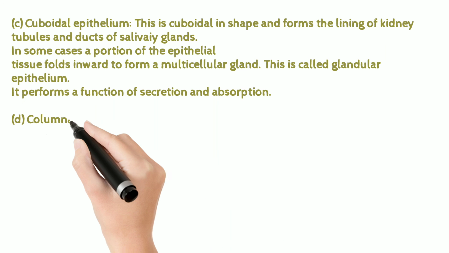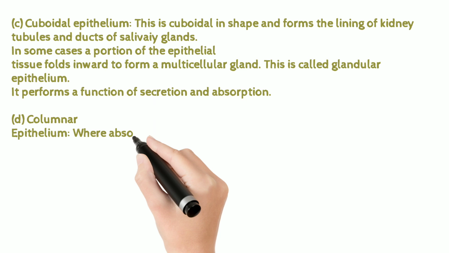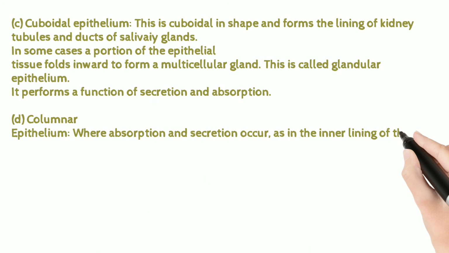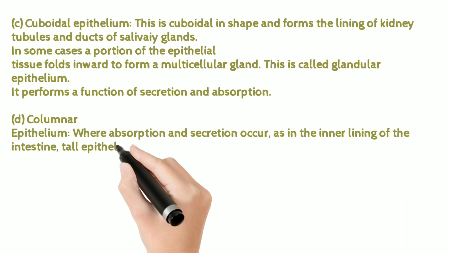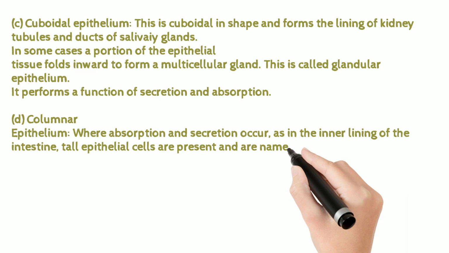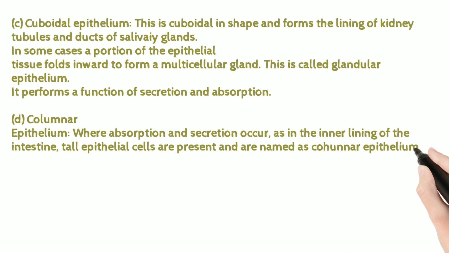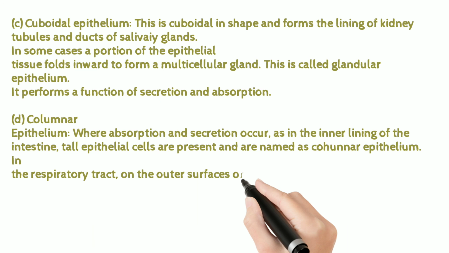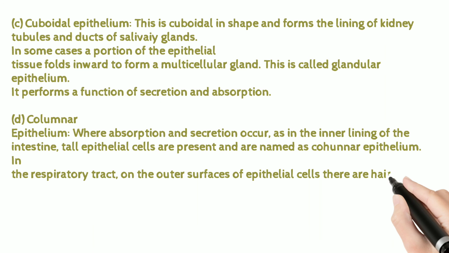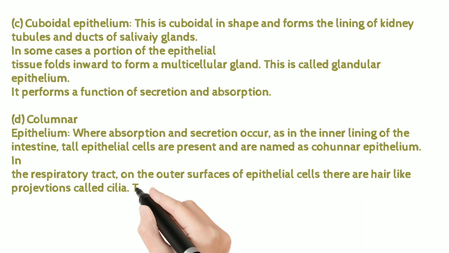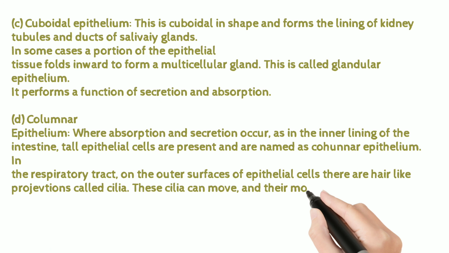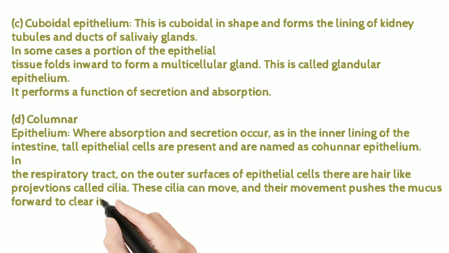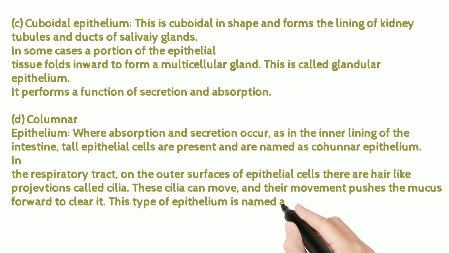D. Columnar epithelium, where absorption and secretion occur, as in the inner lining of the intestine. Tall epithelial cells are present and are named columnar epithelium. In the respiratory tract, on the outer surfaces of epithelial cells there are hair-like projections called cilia. These cilia can move, and their movement pushes the mucus forward to clear it. This type of epithelium is named ciliated columnar epithelium.